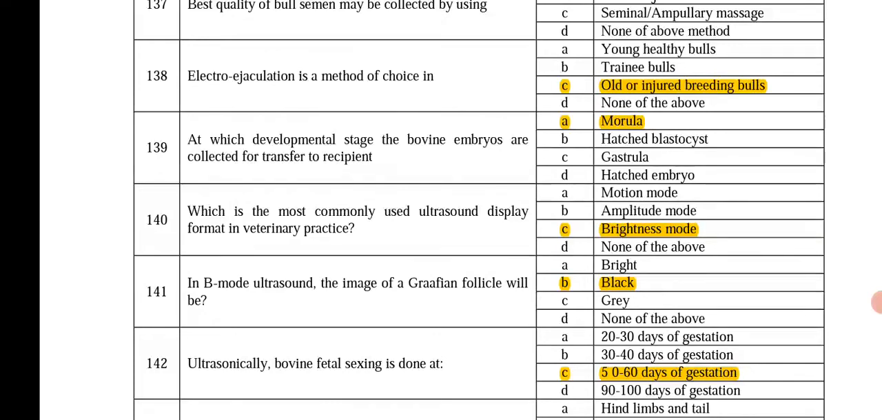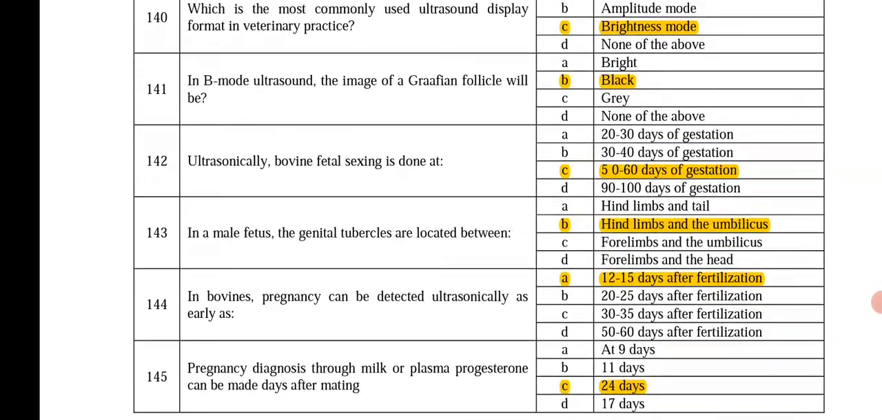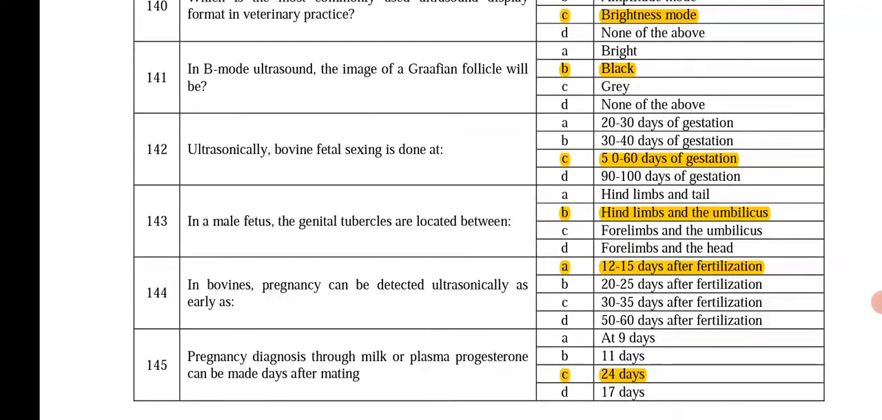What is the most commonly used ultrasound display format in veterinary practice? Brightness mode. In B mode ultrasound, the image of a graafian follicle will be black. Ultrasonically, bovine fetal sexing is done at 50 to 60 days of gestation. In male fetus, the genital tubercle is located between the hind limbs and umbilicus. In bovines, pregnancy can be detected ultrasonically as early as 12 to 15 days after fertilization.